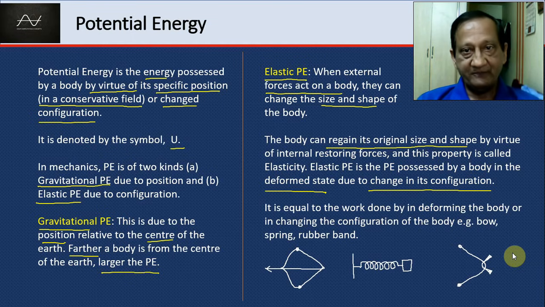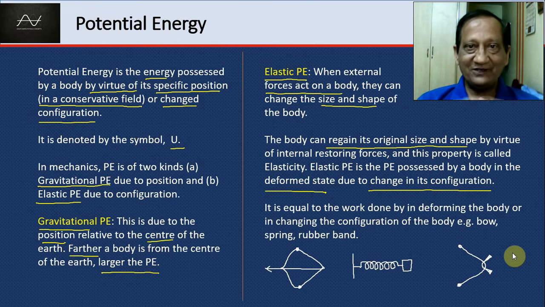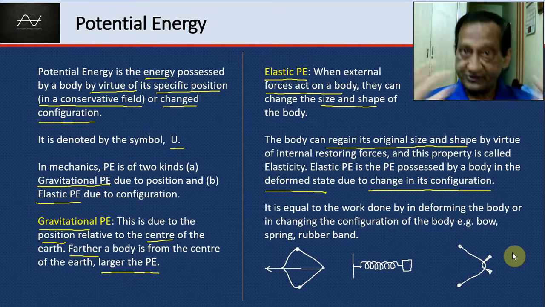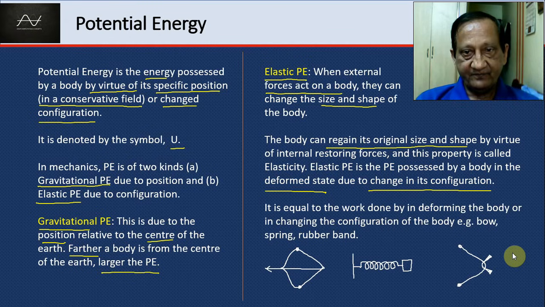Same thing with a rubber band and paper pellet. You might have done those kind of things as children. Or a spring mass system. You have a spring fixed at one end, you put a mass on the other end. When the spring is at its natural length, then there is no elastic potential energy because there is no deformation. You pull the mass, you have deformed the spring. And when you release it, it oscillates. So those are the two kinds of potential energies we come across in mechanics.